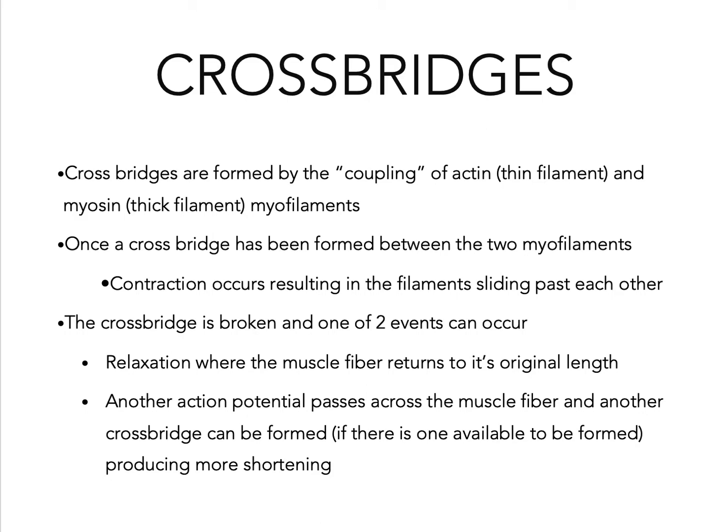As the cross bridge is being formed, myosin heads attach to the actin and create a power stroke. Cross bridges are formed by coupling of actin and myosin myofilaments. Once a cross bridge has been formed between the two myofilaments, contraction occurs, resulting in filaments sliding past one another. The cross bridge is broken in one of two events. One, if the muscle is relaxing, so the muscle is returning to its original length. Or the second event is when another action potential is stimulated, therefore another contraction has to be formed, another cross bridge.